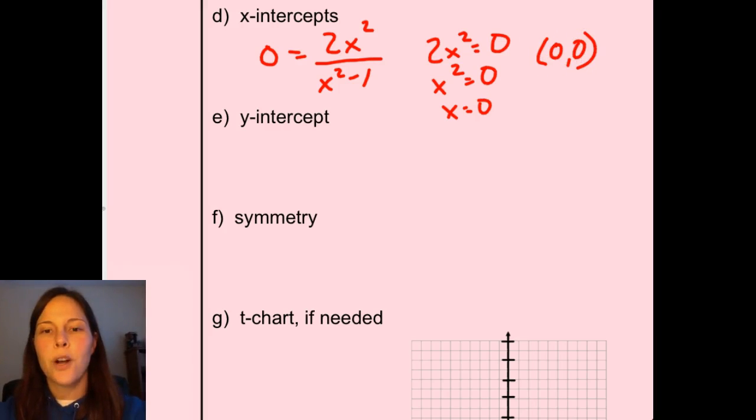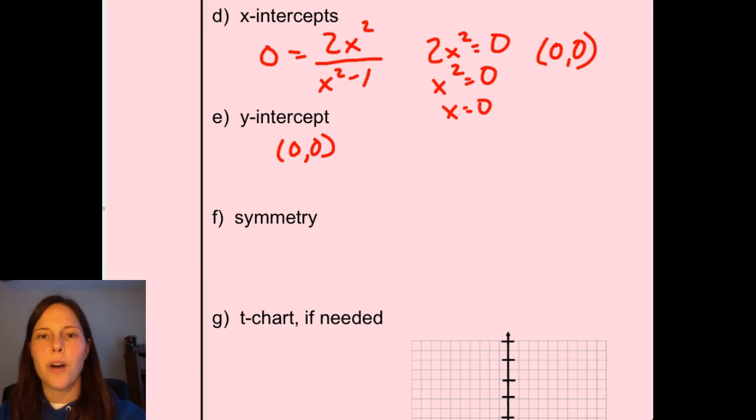No work to do for our y-intercept. We already know our y-intercept, 0, 0. There can only be one y-intercept. We already found where the graph crosses the y-axis, which is at the origin, so we don't need to substitute 0 in for x and solve on this one.